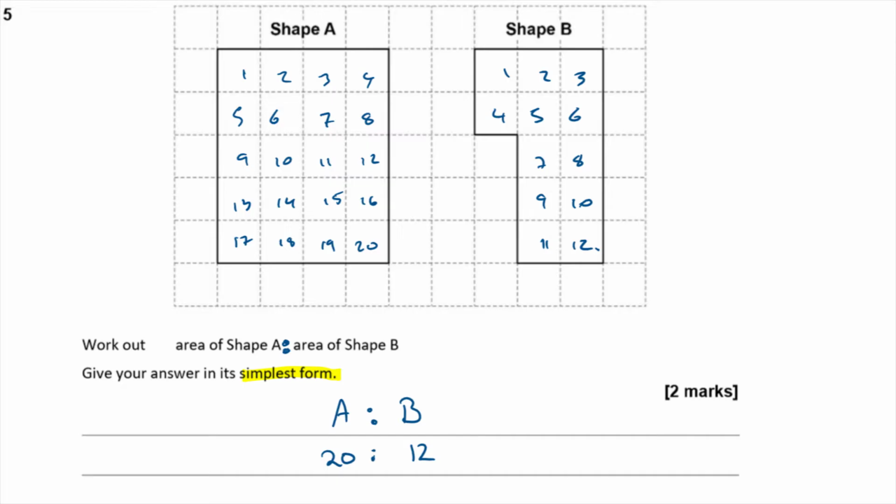Well, 2 goes into 20 and 12. Is there a bigger one? Let's try 4. Yep, 4 goes into 20 and also goes into 12. Any more? 6? No. 8? No. No, I think 4 is the highest, isn't it?